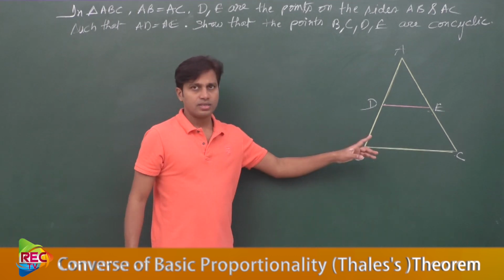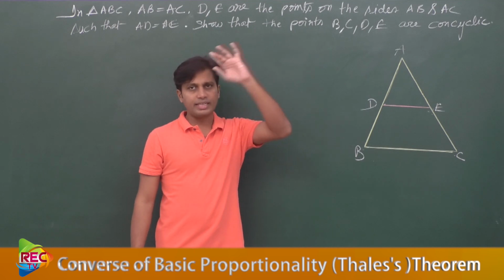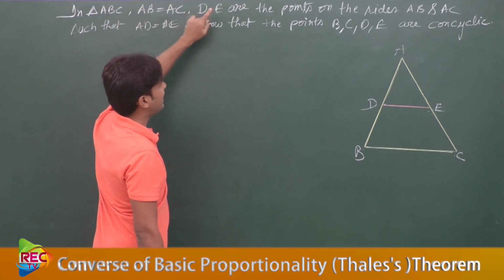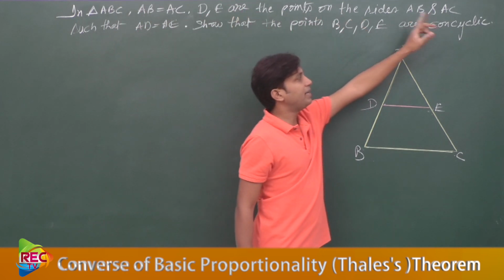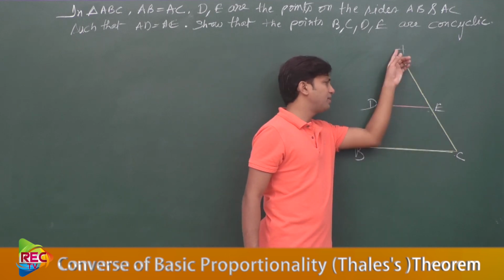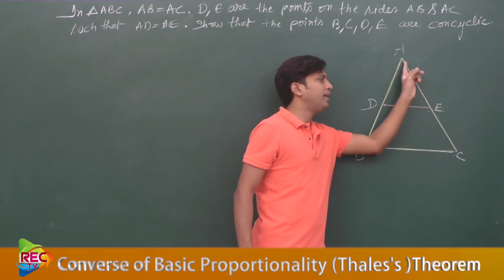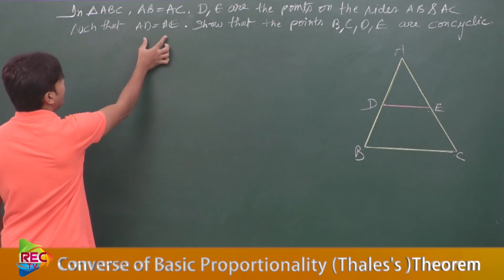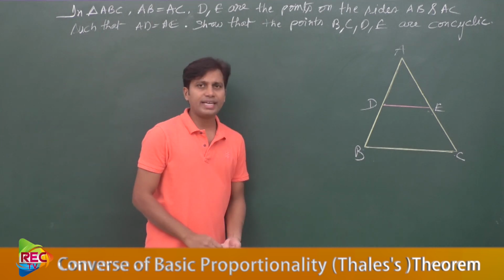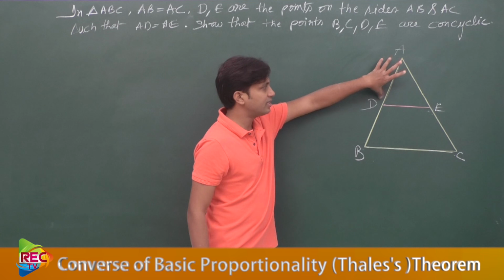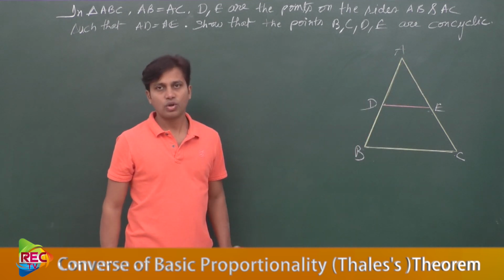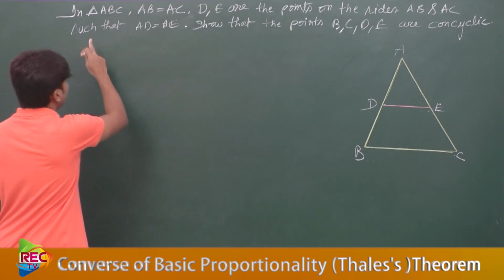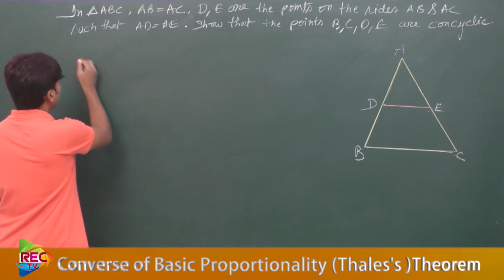First of all, we need to go through the given conditions in the problem, right? In triangle ABC, AB equal to AC, D and E are points on the sides AB and AC. That is what is given, such that AD equal to AE. Again, AD equal to AE means these two are equal. Now show that B, C, D, E are concyclic. Now just see here, AB equal to AC is given. So let me write the proof.